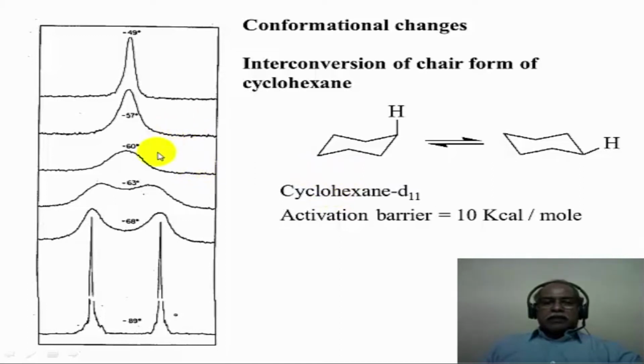And above the coalescence temperature, of course, you see an average signal only. If you take the chemical shift value of this, it will be exactly the arithmetic average of these two chemical shift values. In other words, you can see that it comes at the midpoint corresponding to these two chemical shift values. The midpoint corresponds to this particular chemical shift, and that is the average value of the axial-equatorial conformational equilibrium being very rapid.